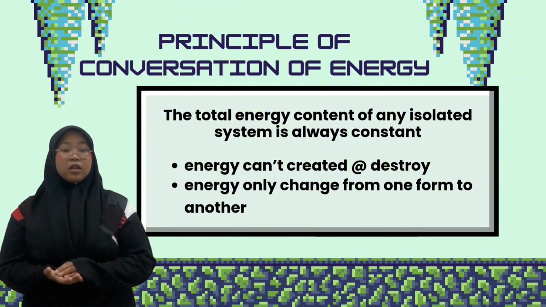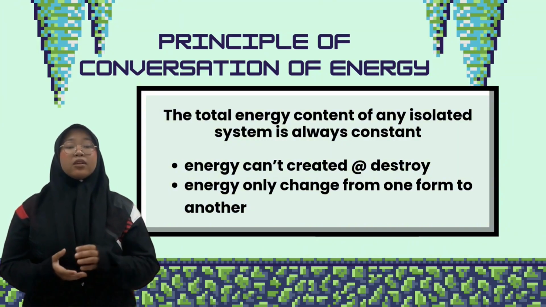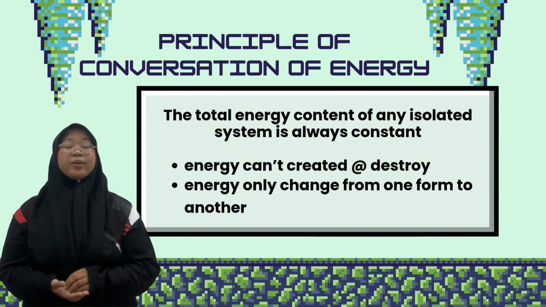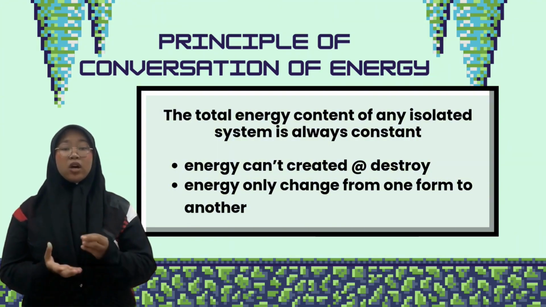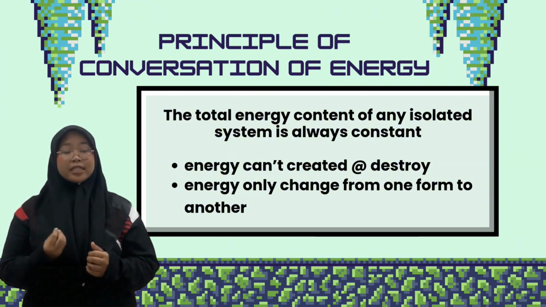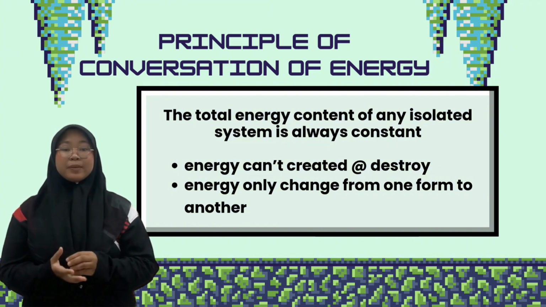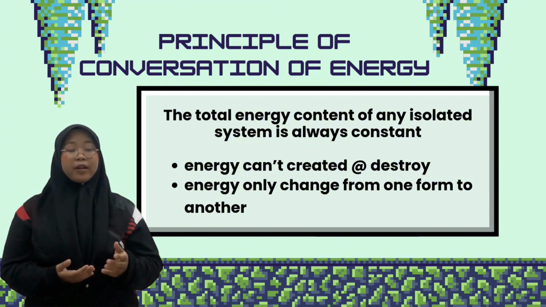According to the principle of conservation of energy, the total energy in a closed system remains constant because energy cannot be created or destroyed. It can only be transferred or transformed from one form to another. So let's see how this principle is applied in the falling ball situation.